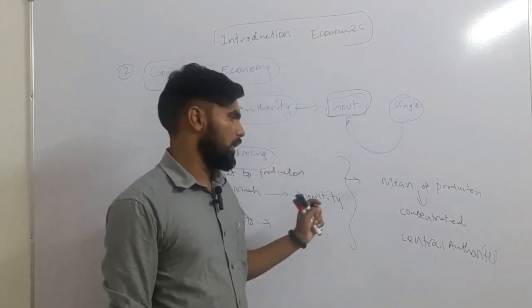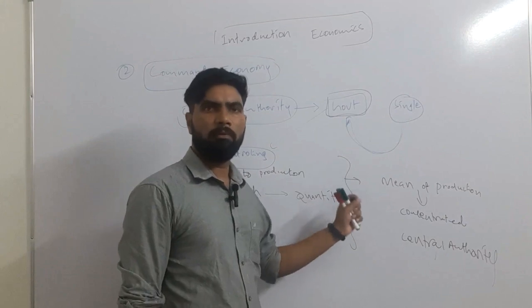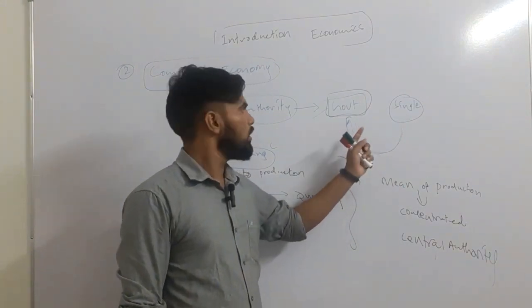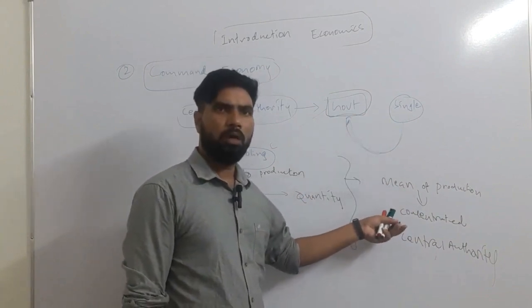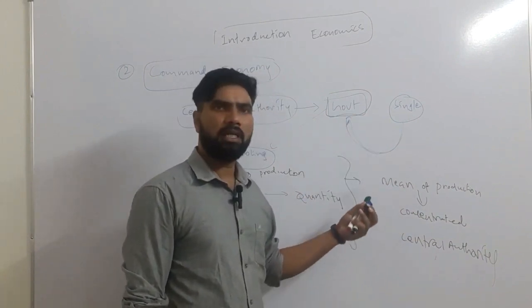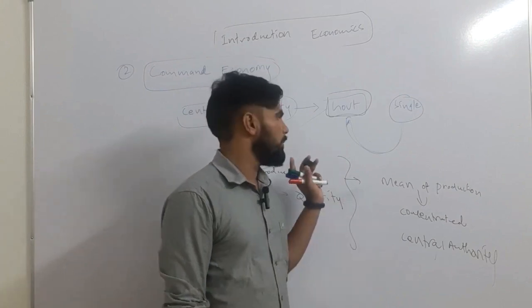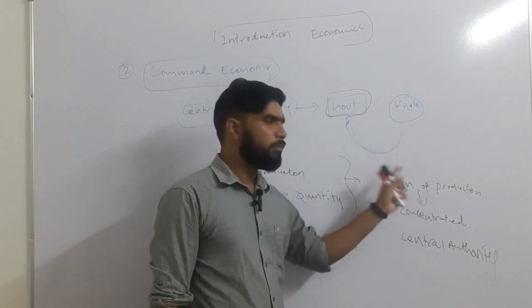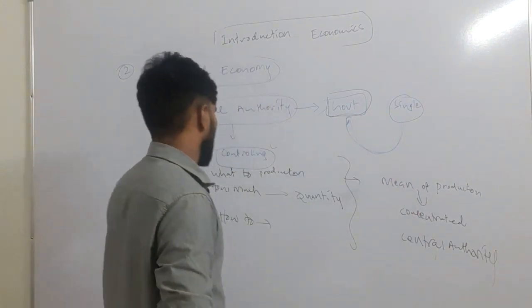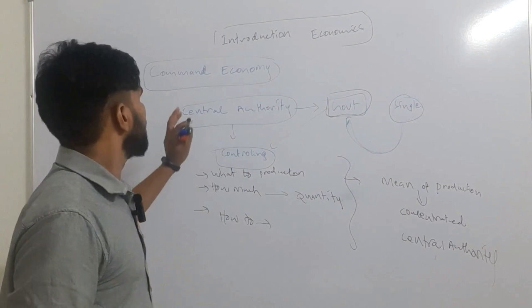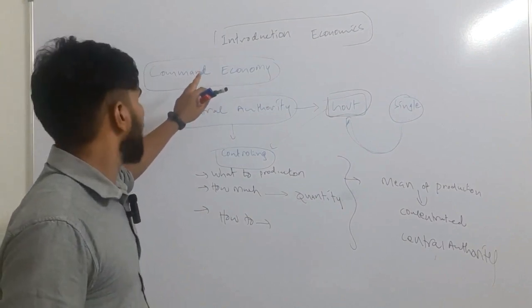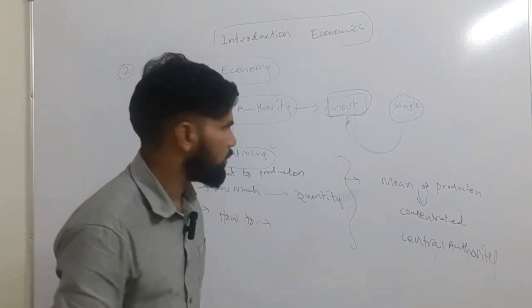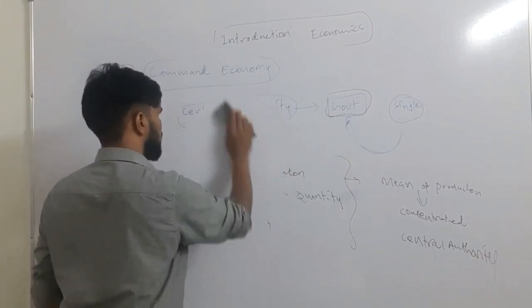Which means there is no private ownership of resources, or means of production, as we can also call them. The private sector does not have control of the means of production. Only the government has the ownership of the means of production. So this is the meaning of command economy, where everything is controlled by a central authority. I hope you have understood this concept.